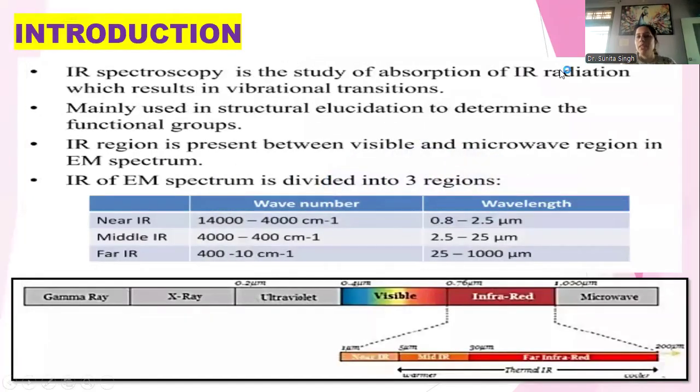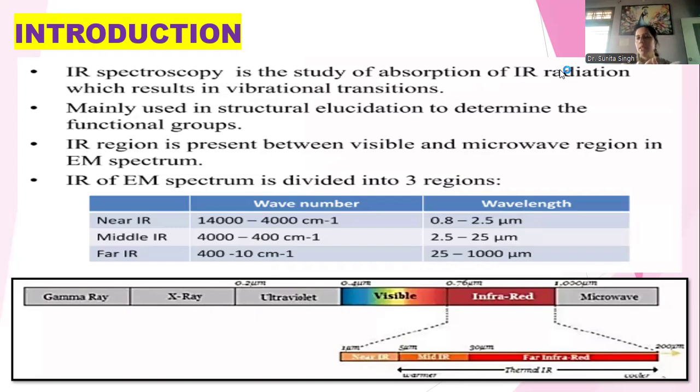IR spectroscopy is the study of absorption of IR radiation, which results in vibrational transitions. Actually, in different spectroscopy, there are different factors which are responsible for creating such types of spectra or creating frequency. So in IR spectroscopy, the vibrational transitions are the main factor responsible for IR spectra. They are mainly used in structural elucidation to determine the functional groups.